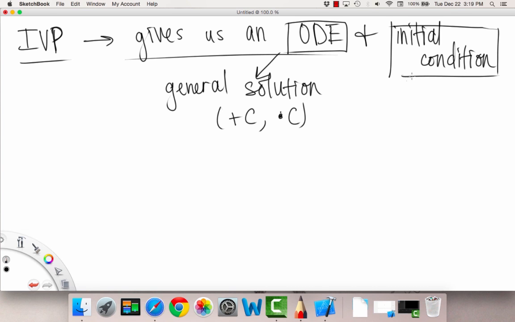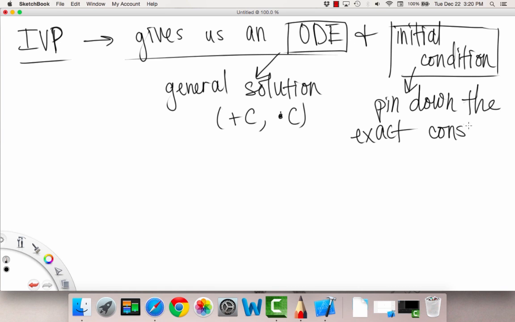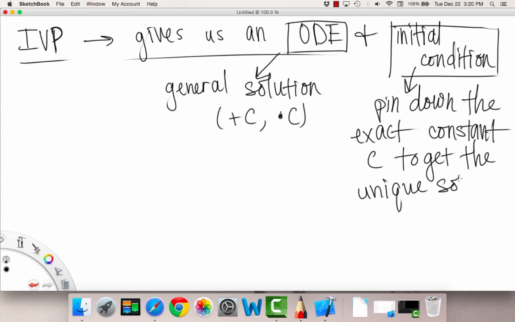allows us to pin down the exact constant C that we're talking about in our general solution, in order to get the unique solution. Okay? So these are basically just an overview of an initial value problem.